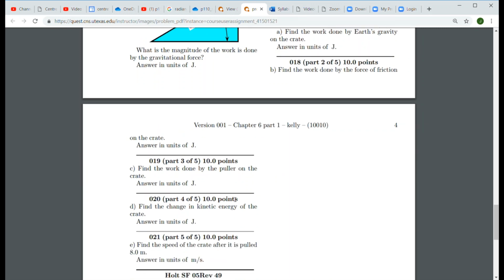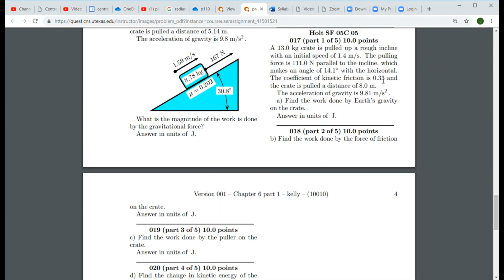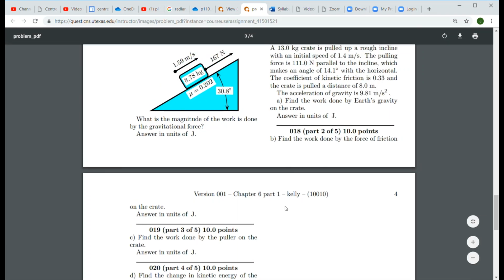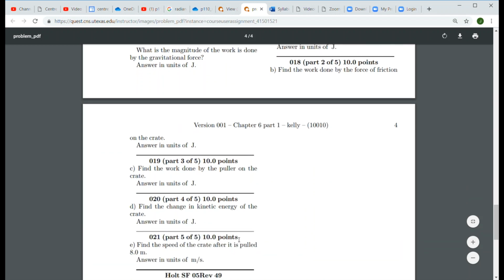Find the work done by the puller on the crate. In this case, we know the magnitude of the force, 111 newtons, so it would just be 111 times 8 meters that would give me the work done by the puller.